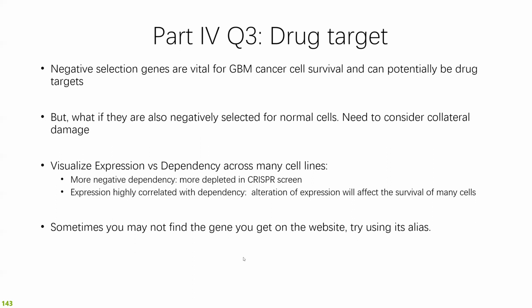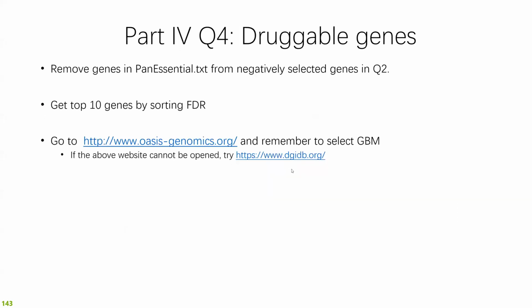And a note here is that sometimes you may not find the top negatively selected genes on the website, but just try using its alias. Maybe search Google or search in the NCBI gene database to find the other names for the same gene.